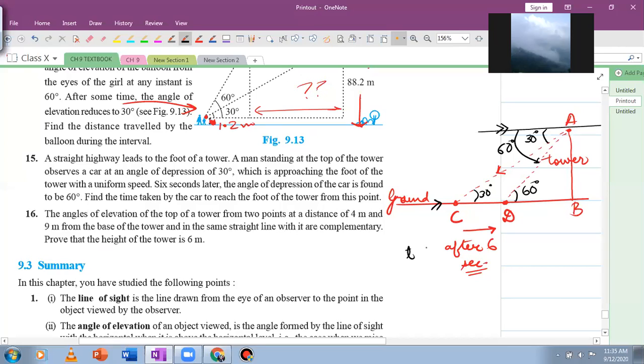So time from C to D is given. This is the time taken. Okay. So you need to find out how much time will be taken to cover the distance from point D to point B. This is what you want to find out. How much time will be taken when the car travels from point D to point B.